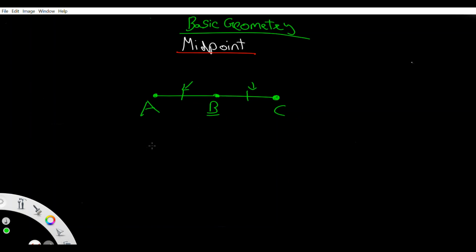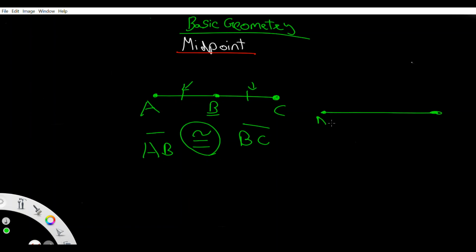And you write it like AB and BC are congruent. This symbol here means congruent. So we can say that, as segment AC, point B bisects segment AC because it divides it into two equal parts.